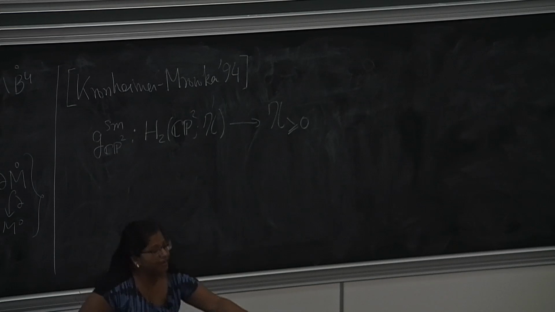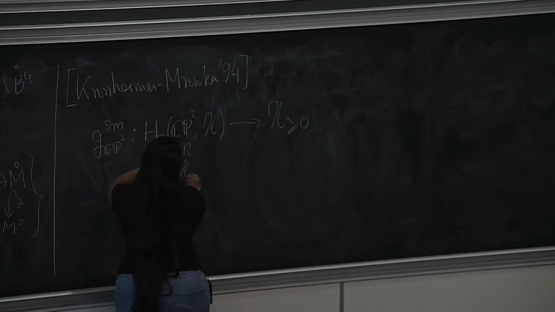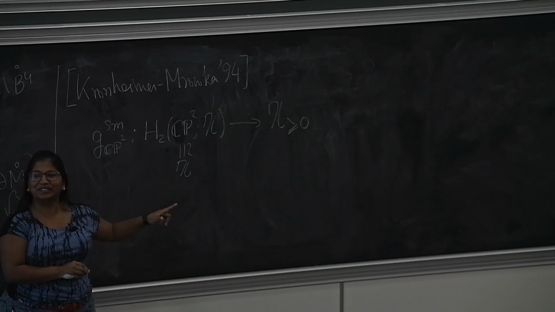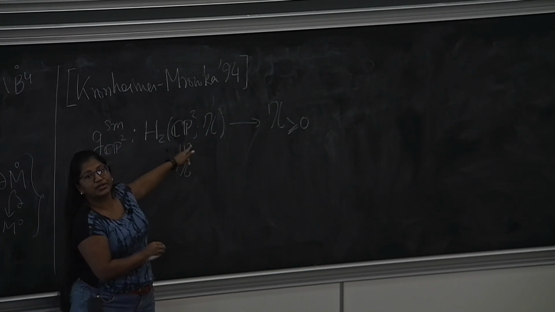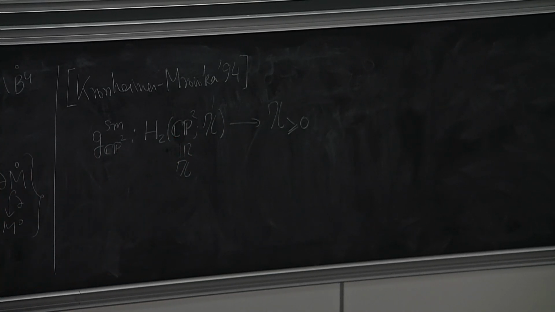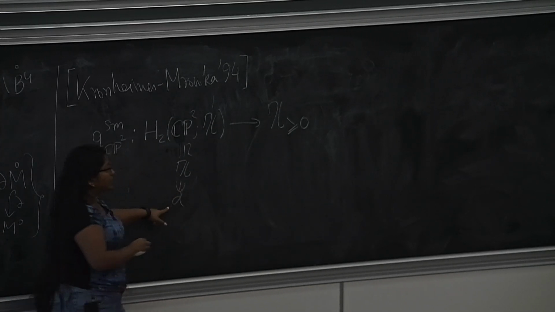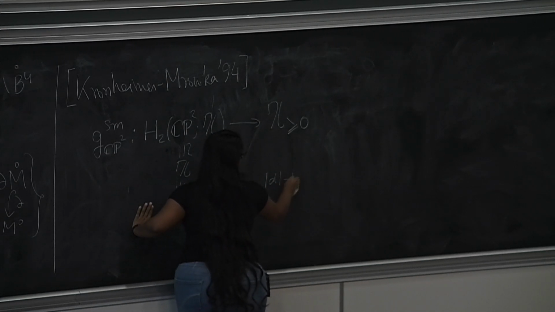Well, the first thing you have to know or recall is that H2 of CP2 is the integers. You remember that, I hope. It's generated by the CP1 that sits inside of CP2. And what they showed is that if you take the integer d inside of here, the minimum genus is this number.